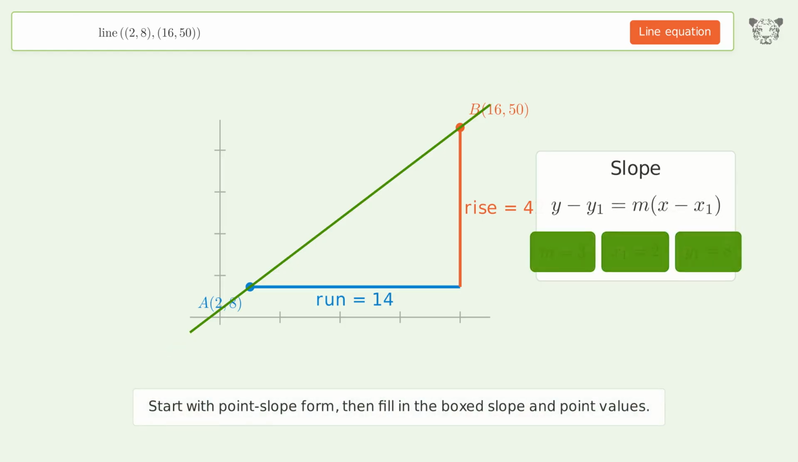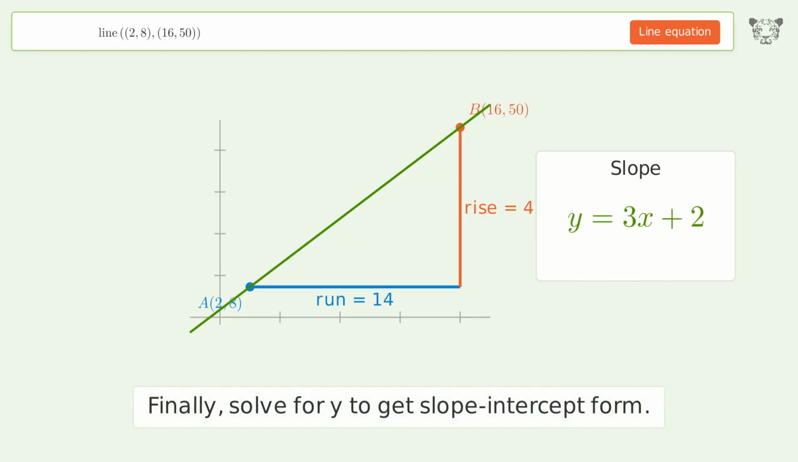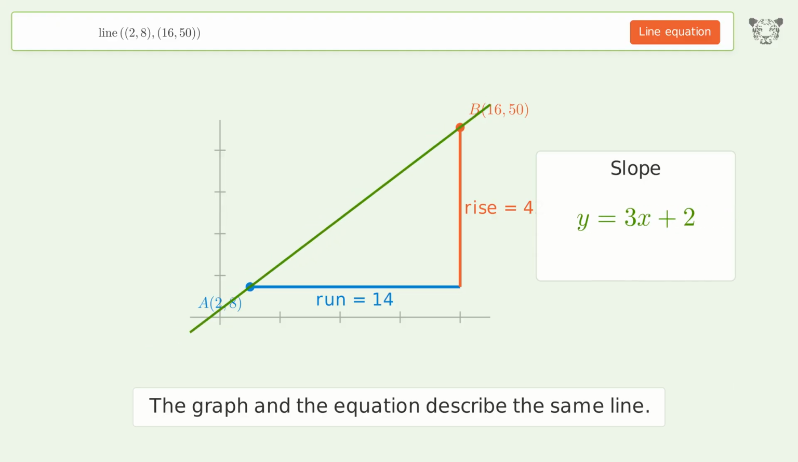Start with point slope form, y minus y1 equals m times x minus x1. Then fill in the boxed values, slope is 3, x1 is 2, and y1 is 8. That gives the point-slope equation for this line. Finally, solve for y to get slope-intercept form. The graph and the equation describe the same line.